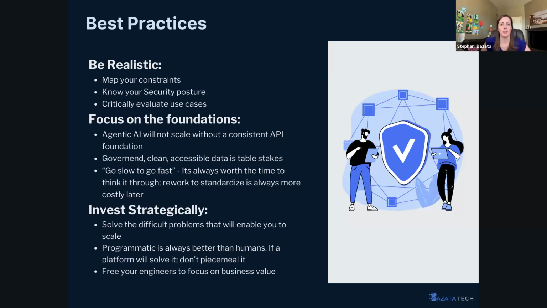Focus on those foundations. So this is so important. This go slow to go fast mentality. Over the last several years, we've seen waves of different cloud migrations when that became the thing, data strategies when that became the thing, data lakehouses, data mesh, data fabric, API architectures. There's always a new paradigm. And sometimes the temptation is to kind of do a use case and then figure out the rest as you go. With agentic AI and everything we've discussed, that approach just doesn't work.